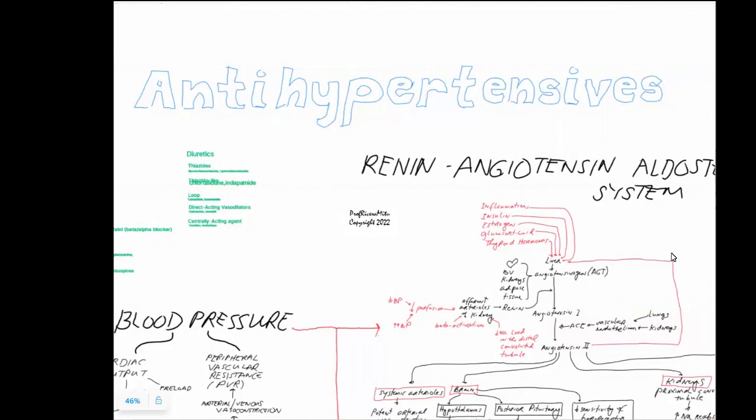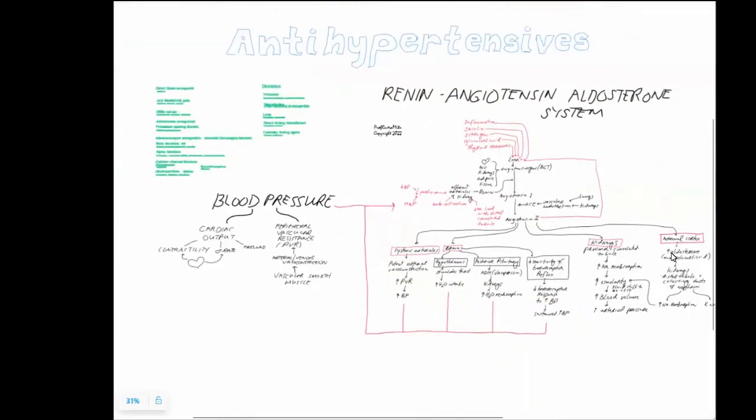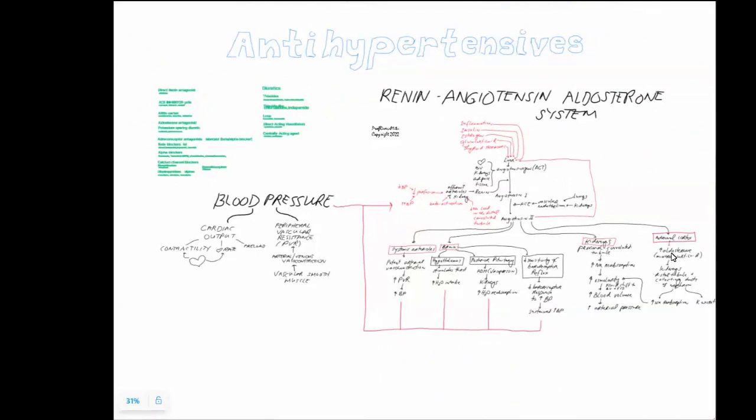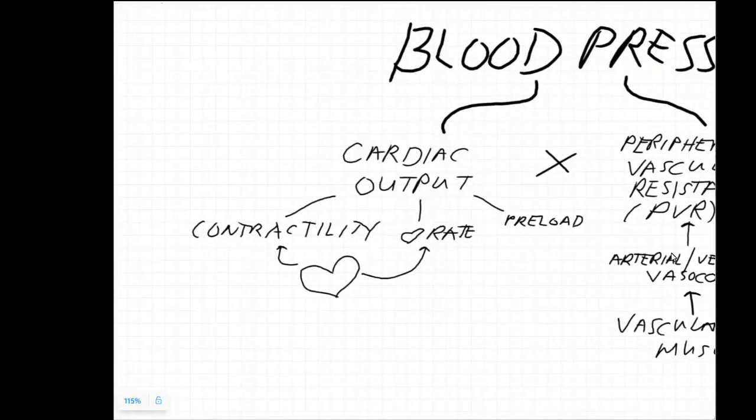Before I go over that, I want to add a little bit about blood pressure just to define what blood pressure is. Blood pressure is basically your cardiac output times your peripheral vascular resistance. That's how we measure that. And technically speaking, cardiac output is your stroke volume times your heart rate.